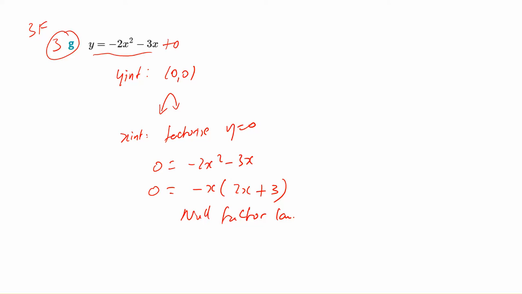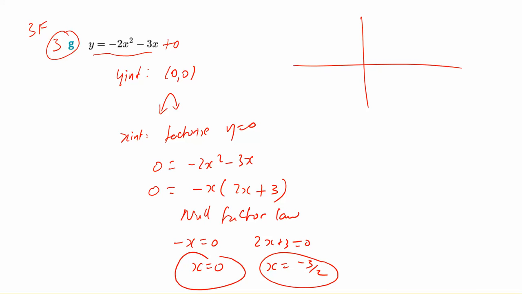Using null factor law, I know either negative x equals 0 or 2x plus 3 equals 0. So either x equals 0 or x equals negative 3 over 2 when I solve it. So I've got enough to draw the graph. I know I have x-intercepts at 0 and negative 3 over 2, so here and there. Now I need to get the coordinates of the turning point before I can finish drawing the graph.